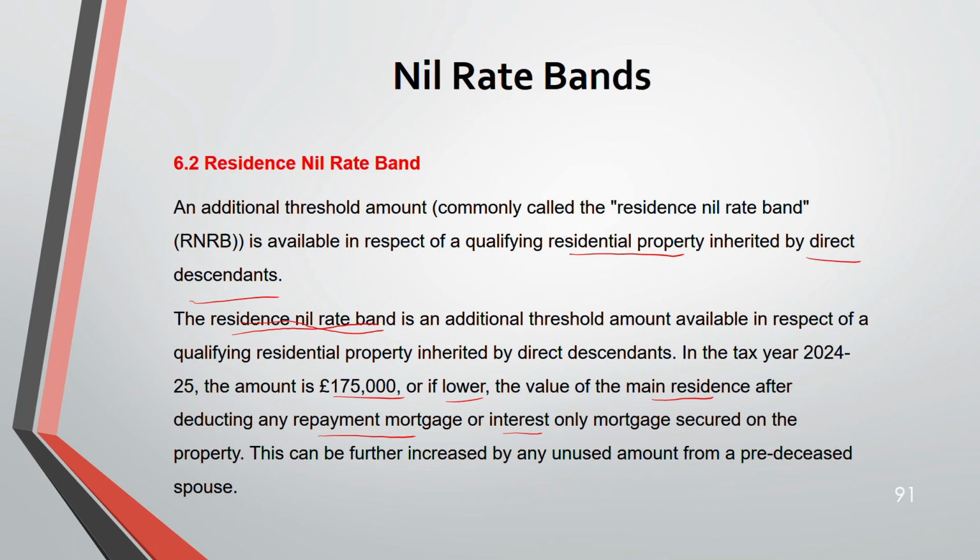Now, this can be further increased by any unused amount from a predeceased spouse. Remember, spouses can transfer the residence nil rate band between each other. The surviving spouse can claim. Let's say the husband died, so the husband's unused residence nil rate band can go to the wife who is surviving. So she might get an additional amount that will be taxed at 0%.